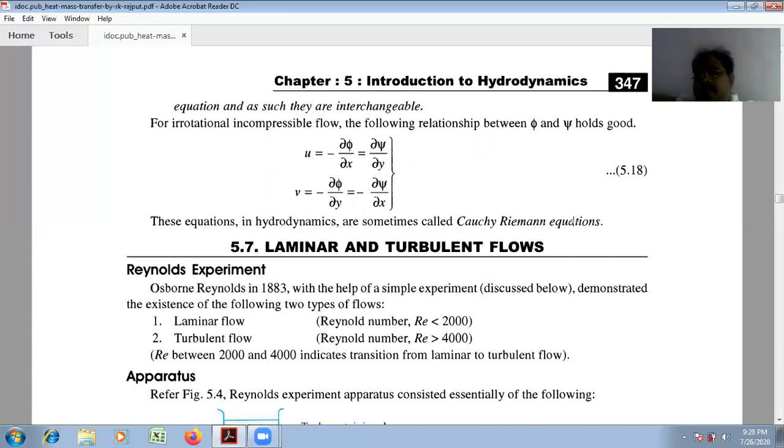This is very important from the GATE point of view. Most of the time they are just writing, we select one of the Cauchy-Riemann equations from the following answers.